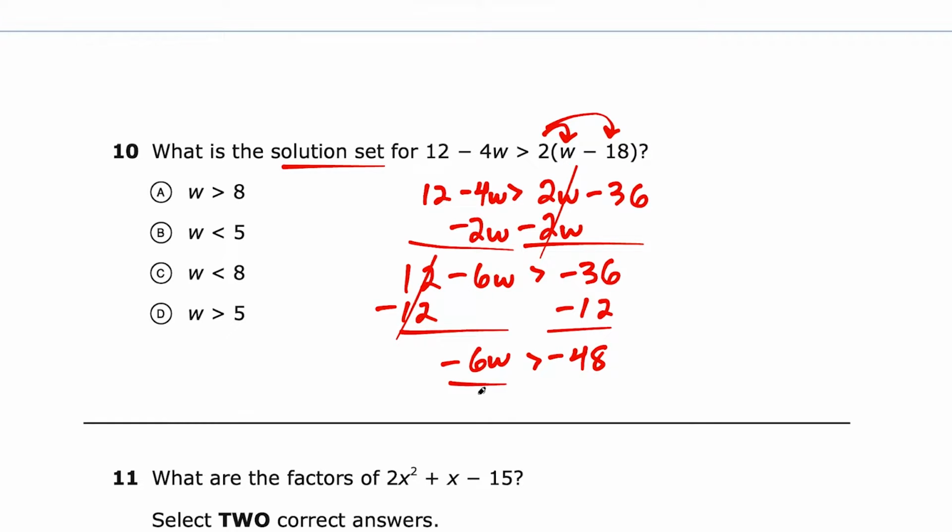And now from this step, we're dividing both sides by -6. And just know when you divide or multiply both sides of an inequality by a negative, the sign flips. So now this becomes w is less than -48 divided by -6 is +8. So we get w is less than 8. Choice C is our answer.